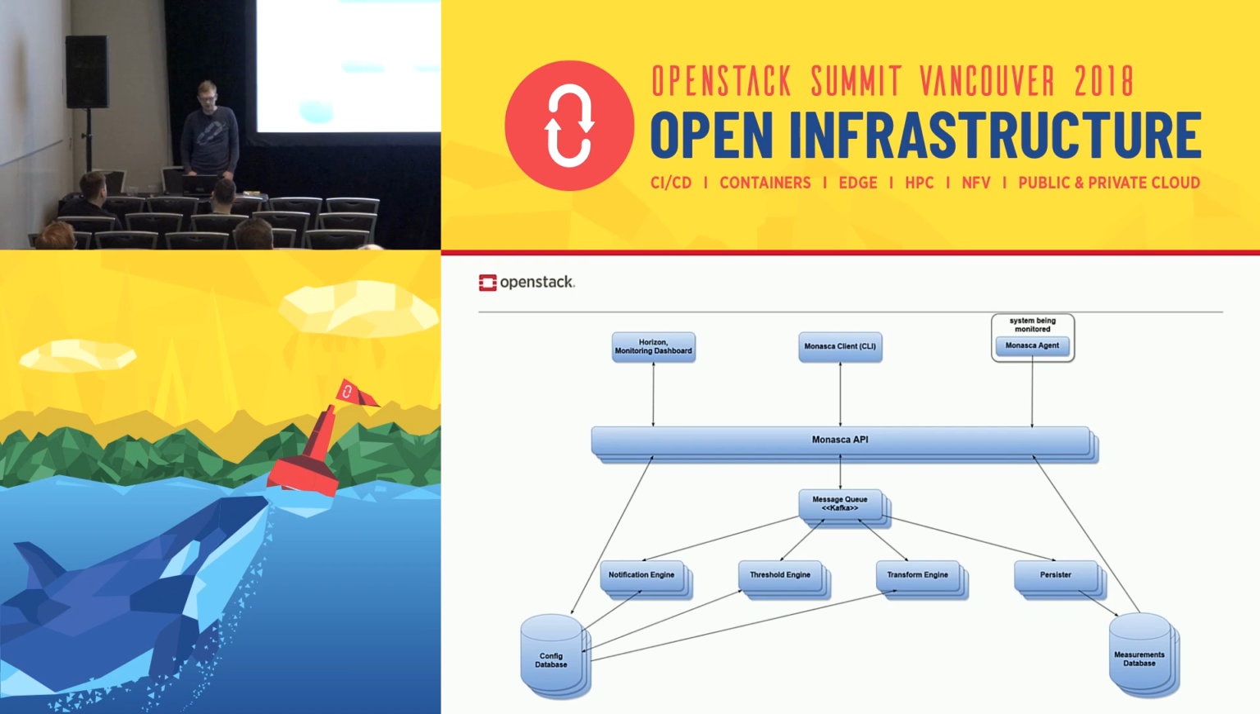Short overview of our architecture. In the central place is the API, which is responsible for pushing the metrics to the system and controlling all the components. The communication between the microservices happens through the Apache Kafka message queue. We have the thresholding engine responsible for evaluating alarms, notification engine for alerting, transform engine for creating aggregations, Persister for storing measurements to the time series database.